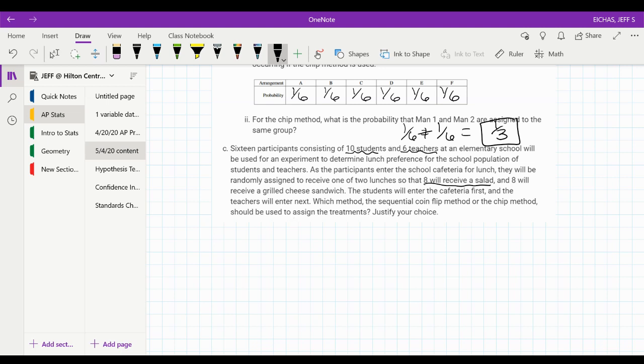So make sure that instead of the coin flip method, where you could be overrepresented by the teachers in one of the two, let's just do the chips, pull the chips, and hopefully it's closer to equal representation of both the salad and the grilled cheese. So I'm going to go with the chip method.